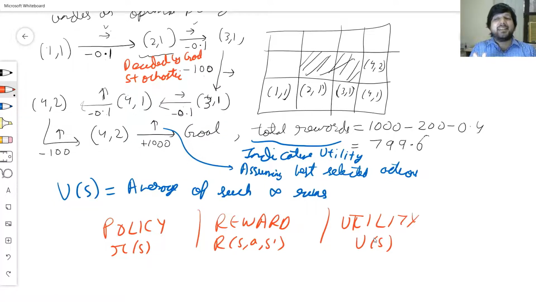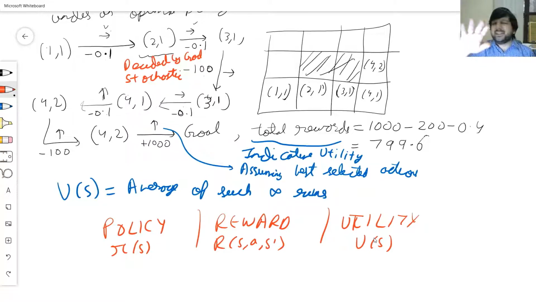Utility says, from that state, if you go on reaching the terminal state or the goal, by the way, you have to stop at the goal. The game ends. Any game ends when you reach the goal. In tic-tac-toe, you get 3 consecutive, game ends. In this institution, you get your final degree, your BTech, game ends. You can no longer do anything in this institute.